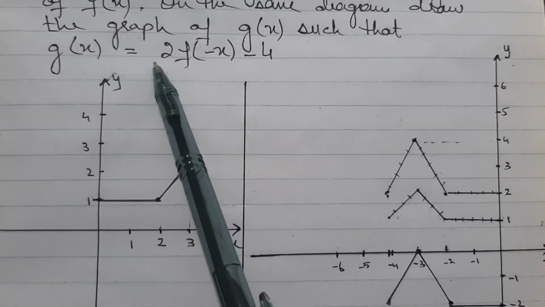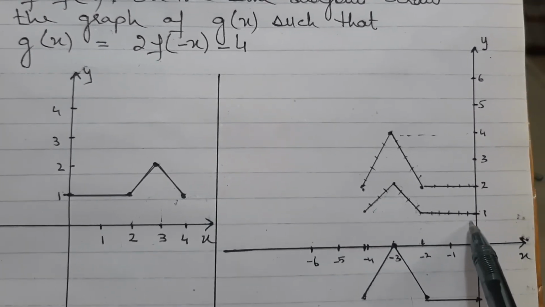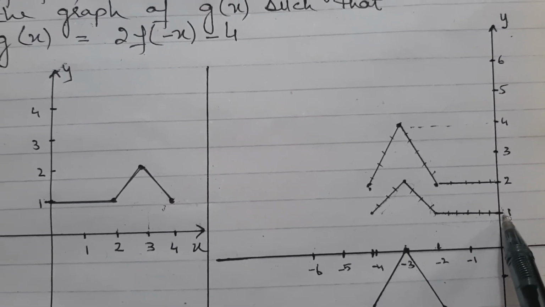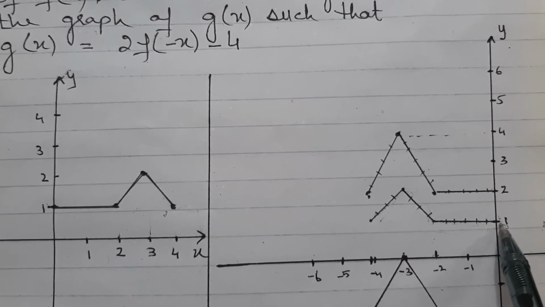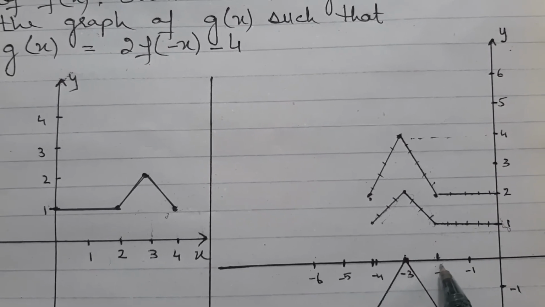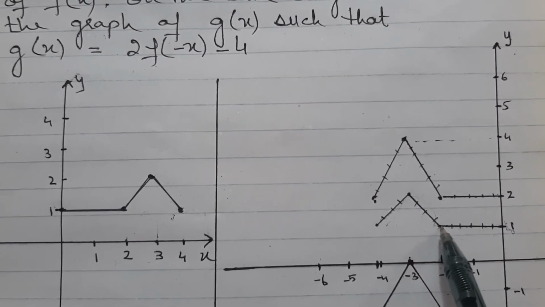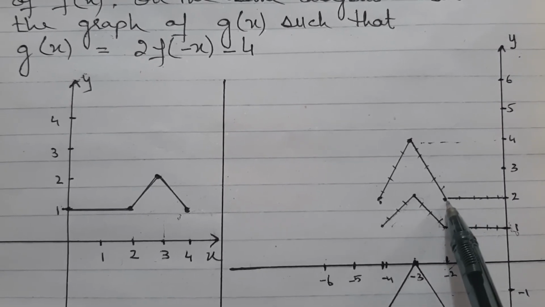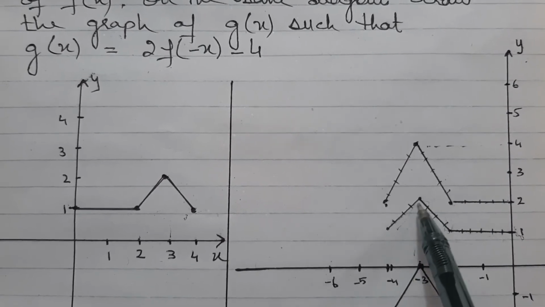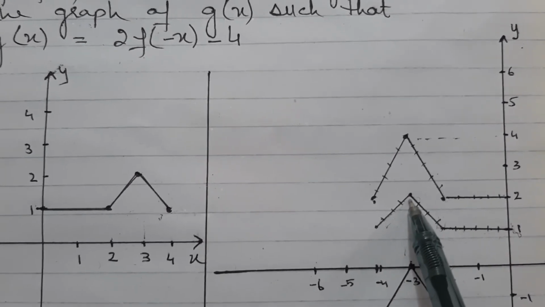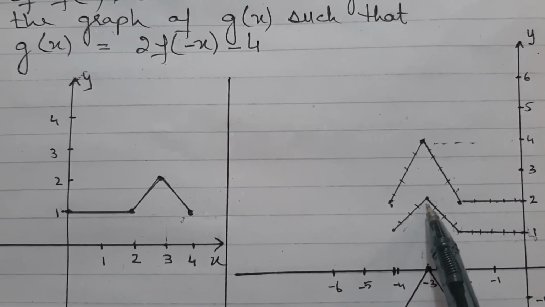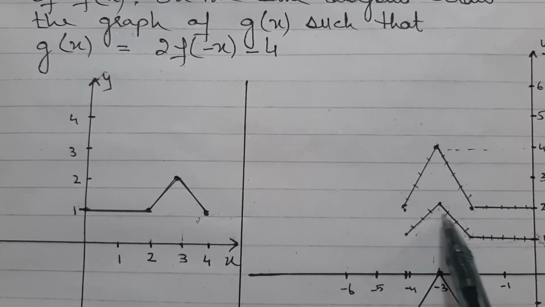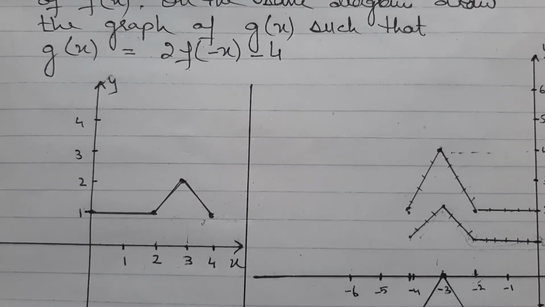Then multiply by 2 means I'm multiplying all the y coordinates by 2. For example, the coordinate here is 0, 1. So 1 multiplied by 2 is 2. If you see here, this point is minus 2, 1. So y coordinate is 1, I'm multiplying by 2. If you see here, this is minus 3, 2. So 2 multiplied by 2 is 4. So I'm just multiplying all the y coordinates of these points by 2 and marking new points.